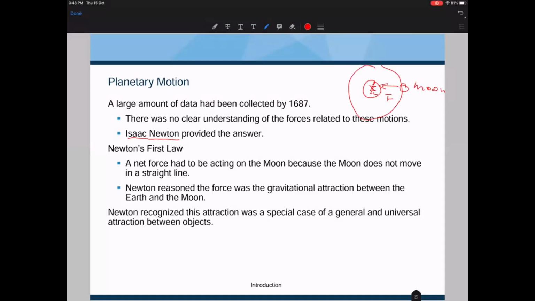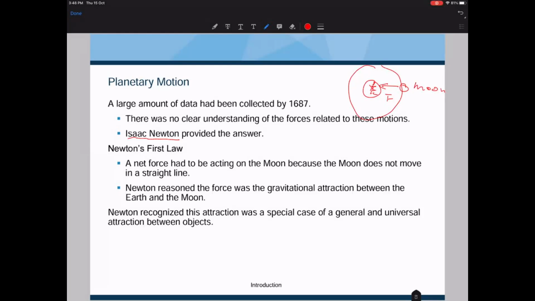So where does the force come from? And this force, according to Newton, is just the same force that pulls the apple from the tree to the ground. But in the case of the apple, the force pulls the apple to the ground because the apple does not have a tangential velocity.